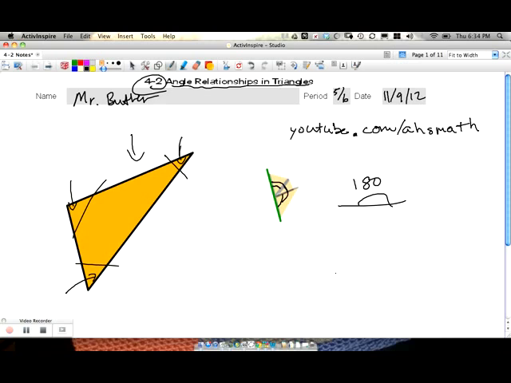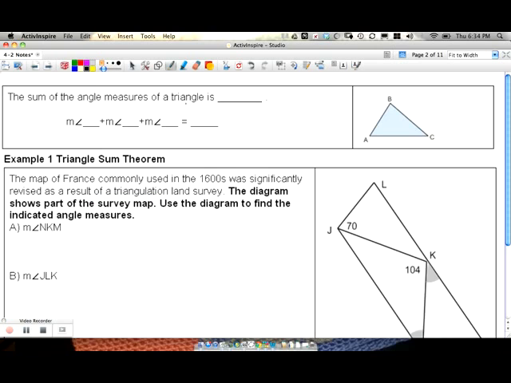So that brings us to our first theorem: the sum of the angle measures of a triangle. In other words, this one plus this one plus this one is 180 degrees. Fill that in. It's in your notes. That means the measure of angle A plus the measure of angle B plus the measure of angle C equals 180.